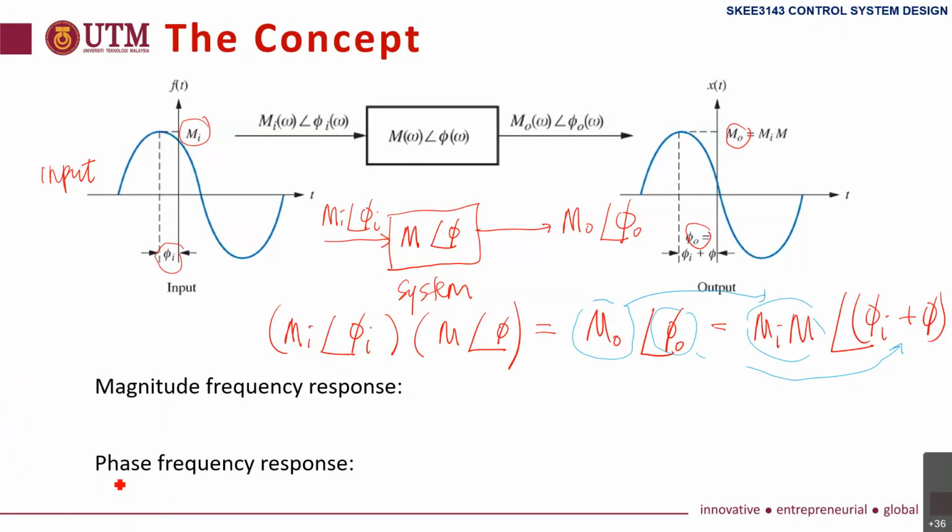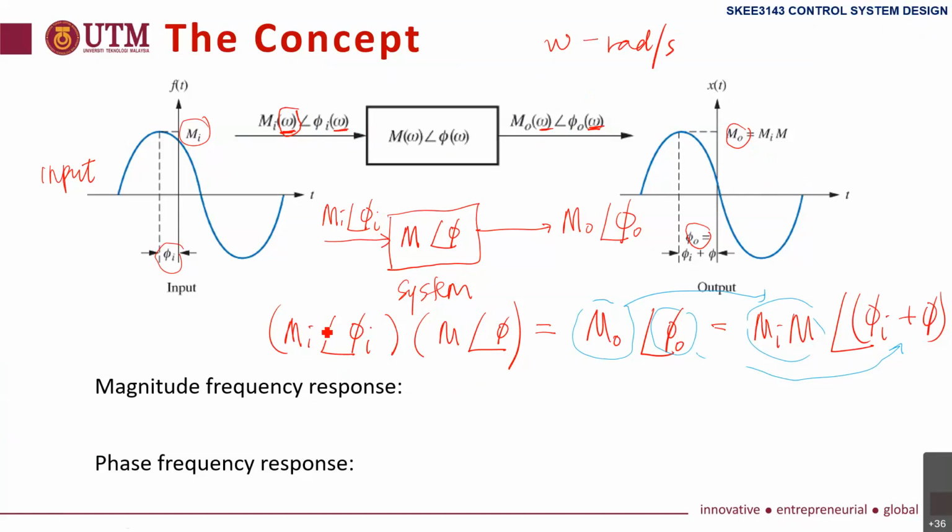We say that the frequency is the same. When we apply a sinusoidal input, the sinusoidal output will have the same frequency. Therefore, we usually use omega as the frequency. Omega is in radian per second. All in terms of omega: M in omega, phi in omega, here also omega. So omega is fixed in this case.